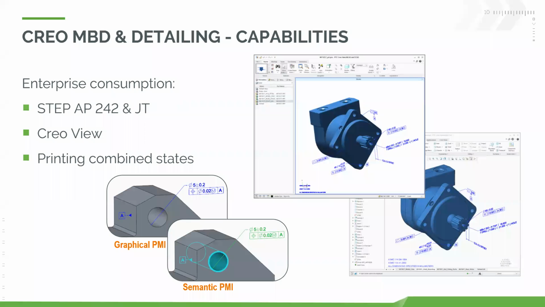And of course, once you're done as the designer, you have to send it somewhere. So we support STEP AP242, which is really designed to be a STEP file format that allows for all sorts of annotations. Also JT, you can view all of these in Creo View, and you can print out the combined states for downstream users if you need to.